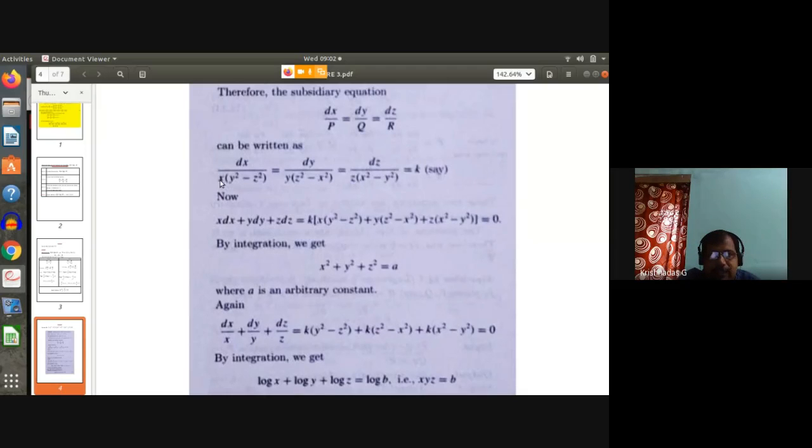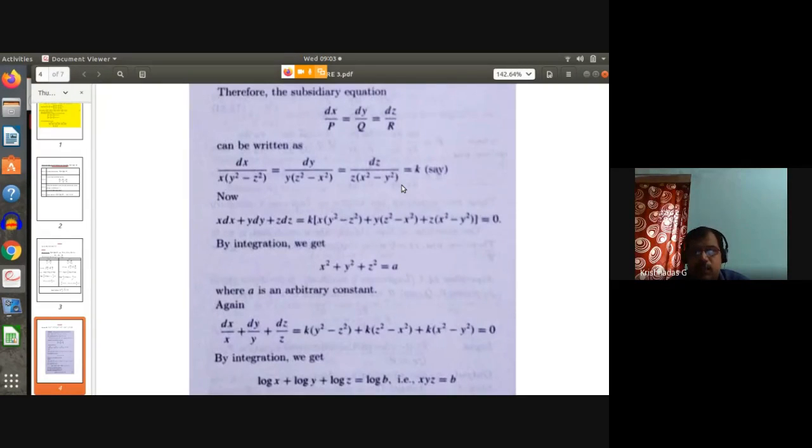So what I do is I take that x to the numerator. I am writing this ratio as dx by x in the numerator divided by y square minus z square. So I consider y square minus z square alone in the denominator. I am writing this term as dx by x divided by y square minus z square equal to dy by y, the whole divided by z square minus x square, and dz by z, the whole divided by x square minus y square. So I interpret these equations like that.